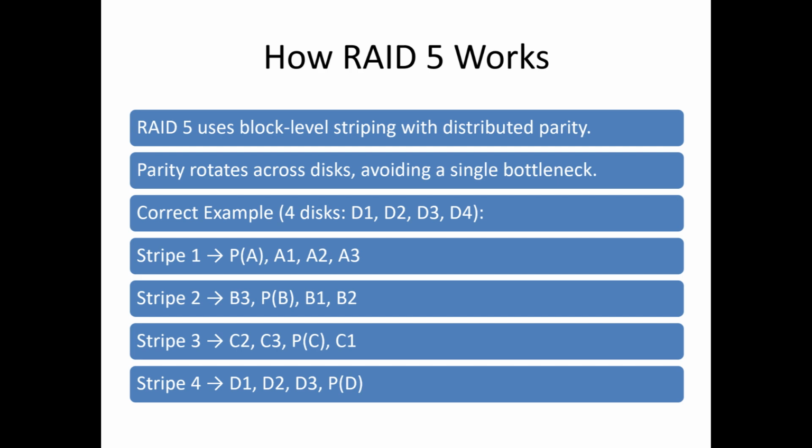Then for the next iteration, disk 3 will act as the parity. So C1 will go to disk 4, C2 will go to disk 1, and data block C3 will go to disk 2. And the parity of C1, C2, C3 will go to disk 3. Then for the next iteration, disk 4 will act as the parity. So D1 will go to disk 1, D2 will go to disk 2, D3 will go to disk 3, and the parity of these three blocks D1, D2, D3 will go to disk 4. That's how RAID 5 works.